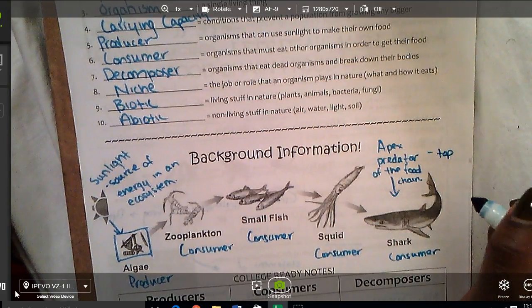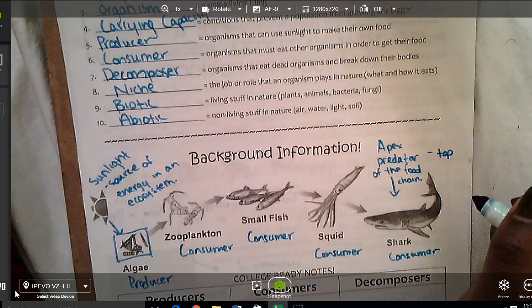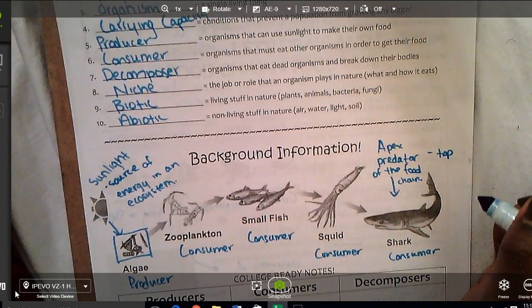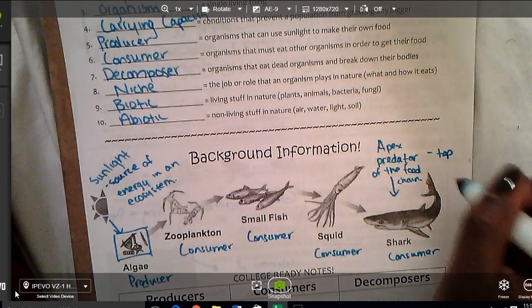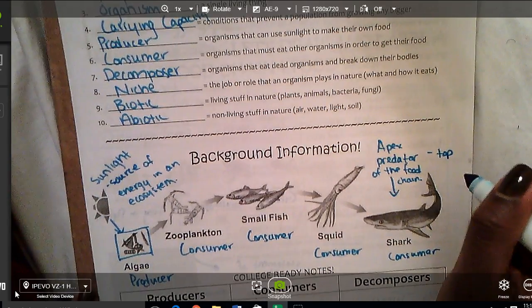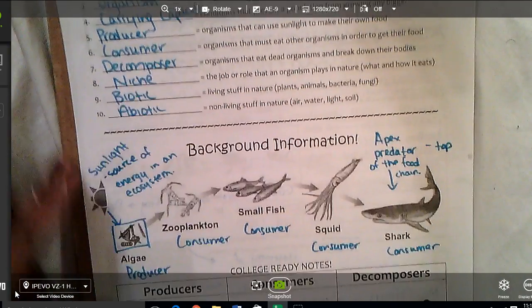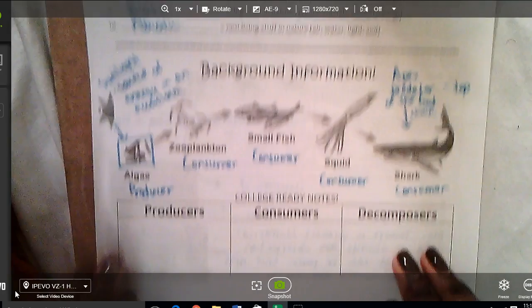You don't want to mess with this predator. He's fierce, or she could be. Don't be like Jesse. You probably want to tease the shark. No, get your neck chopped off. Don't do it.